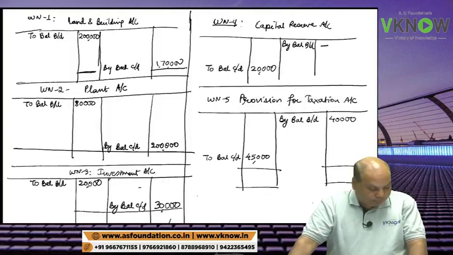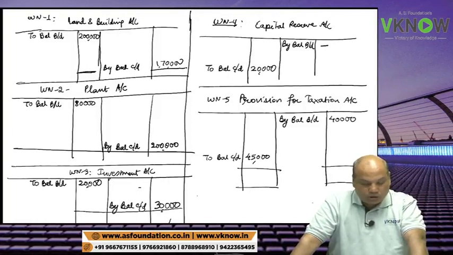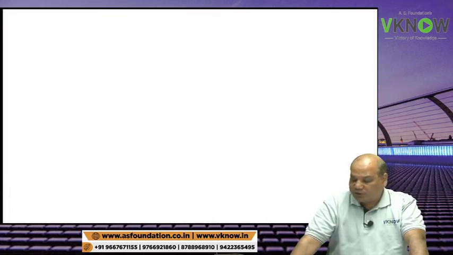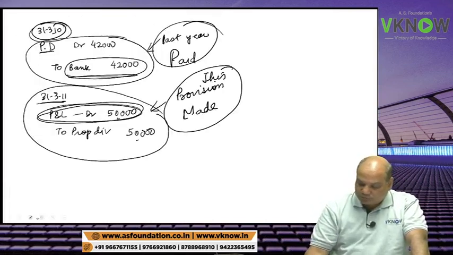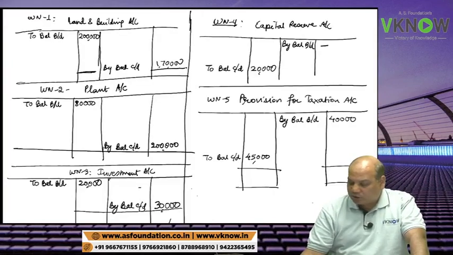Adjustment number 1. Just a few minutes now. It's almost done. So don't leave the question right now. Stay with me. A piece of land has been sold out in 2010-11 and the profit on the sale has been credited to capital reserve account.